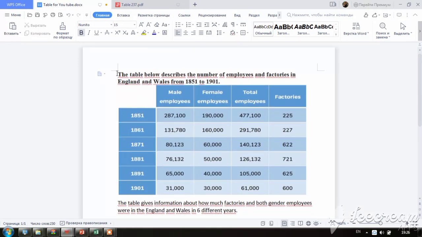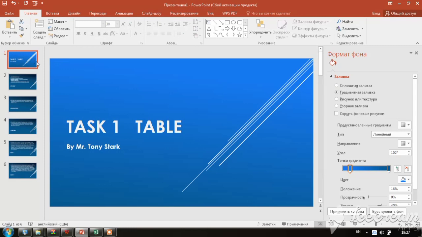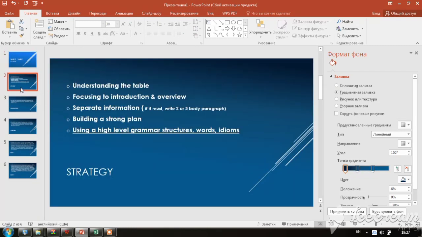The task: the table below describes the number of employees and factories in England and Wales from 1851 to 1901. So let's go to the structure. Task 1 table. First of all, we should build a structure for our essay after we get the task. First of all, understanding the table.